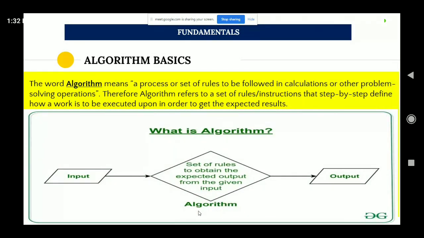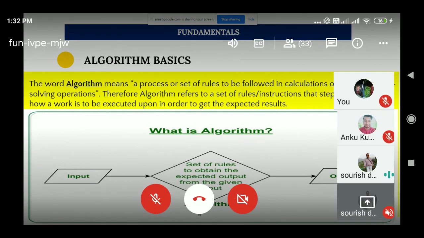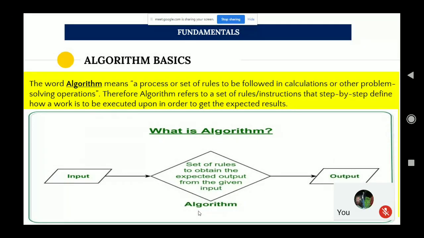The word algorithm means a process or a set of rules to be followed in calculation or other problem solving. I have taken this definition from Wikipedia, so you might have different definitions in different books. Another definition: an algorithm refers to a set of rules or instructions that step by step define how a work is to be executed. Actually, an algorithm is nothing but a simple way of solving a problem, and if you write it step by step and in sequence, that is an algorithm.